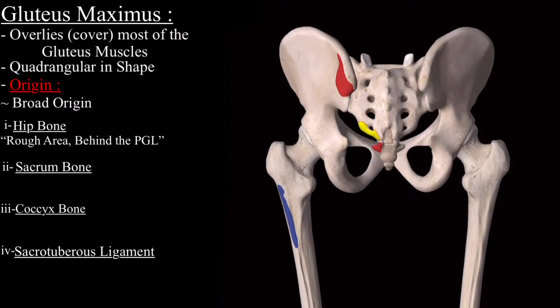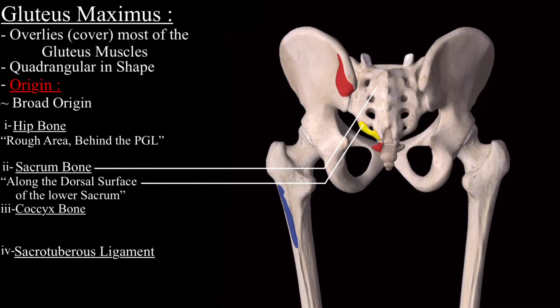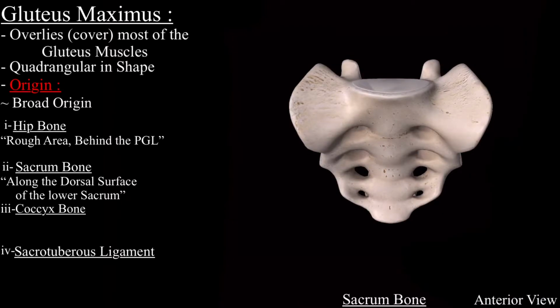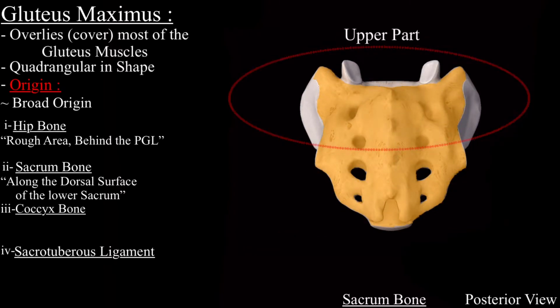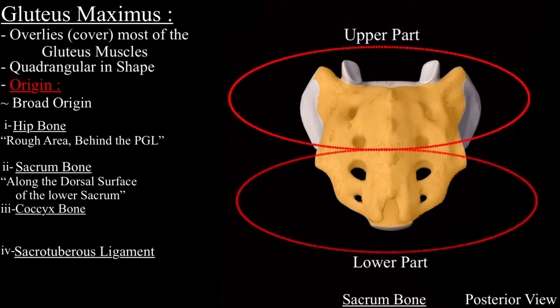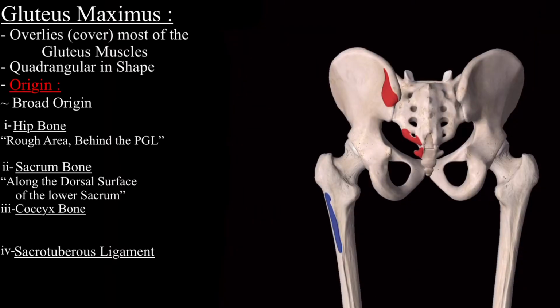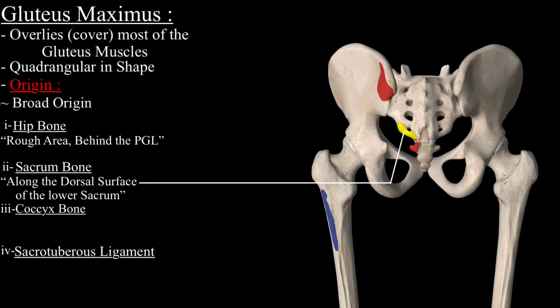Number 2. The origin of the Gluteus Maximus muscle on the sacrum bone. Along the dorsal surface of the lower sacrum, the Gluteus Maximus muscle originates. This is an isolated sacrum bone with the ventral surface. Now in the posterior view, this is the dorsal surface. This is the upper part of the sacrum bone, and this is the lower part of the sacrum bone. And the Gluteus Maximus muscle originates along the dorsal surface of the lower sacrum, as you can see.